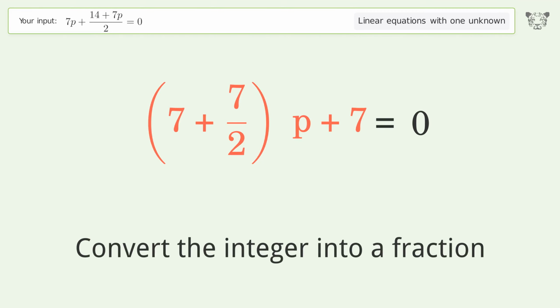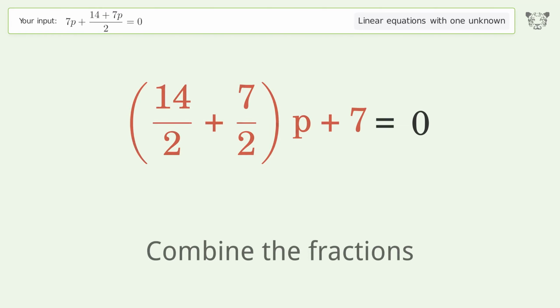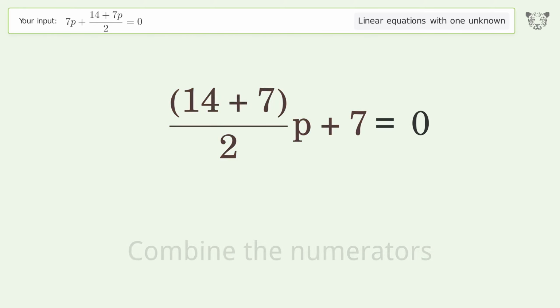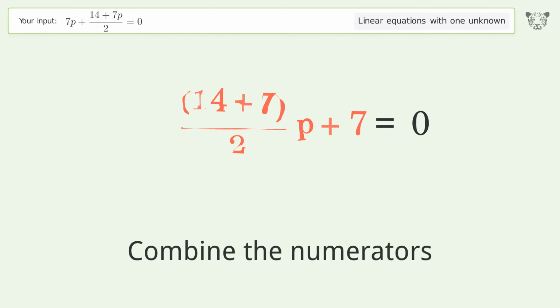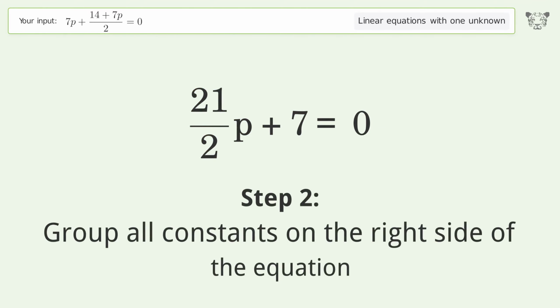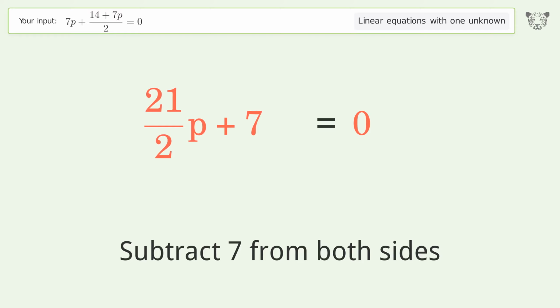Convert the integer into a fraction. Combine the fractions. Combine the numerators. Group all constants on the right side of the equation. Subtract 7 from both sides.